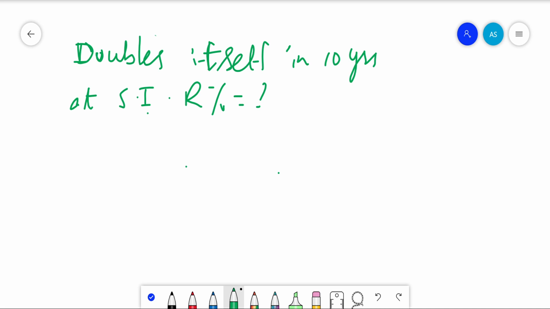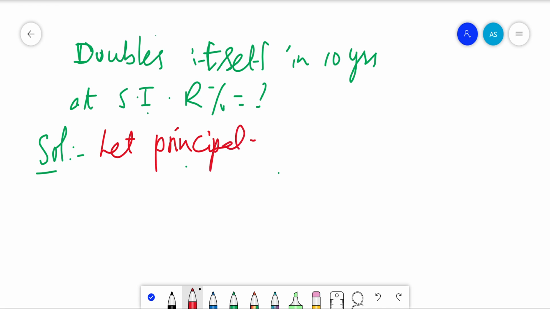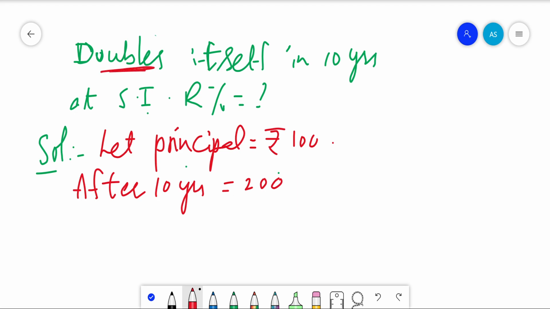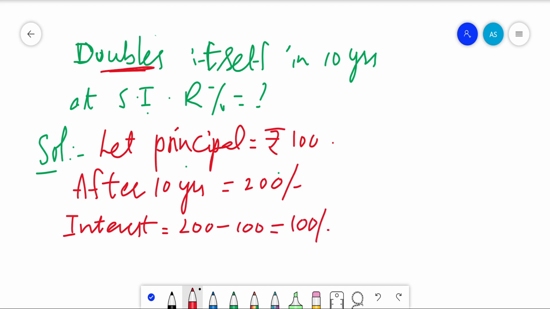First I will tell the actual method, after that I will tell the shortcut technique. Let the principal be rupees 100. We don't know how much it is, that's why let it be 100 rupees. Then after 10 years it becomes 200 rupees, because it doubles. Then the interest is 200 minus 100, which is 100 rupees. Therefore, you have to find the rate of interest.